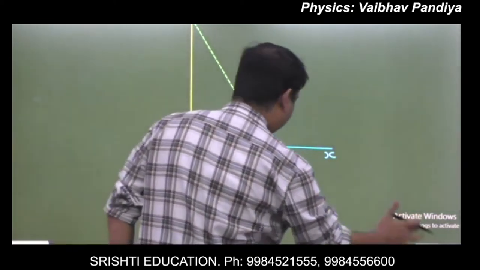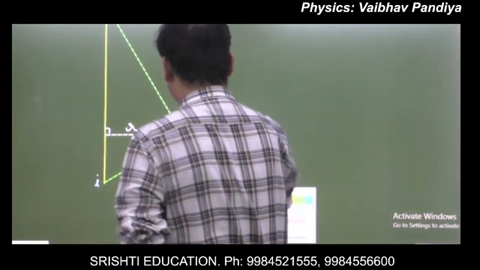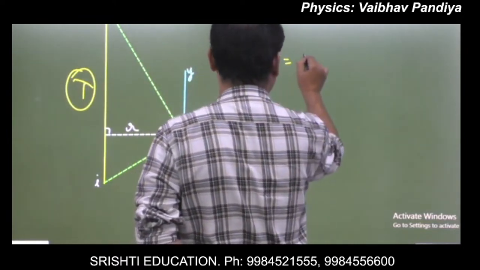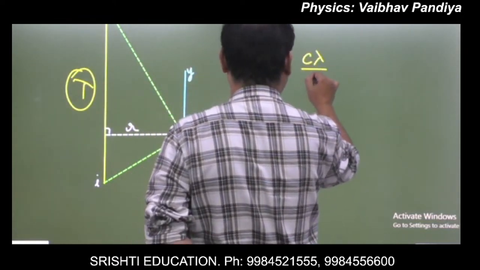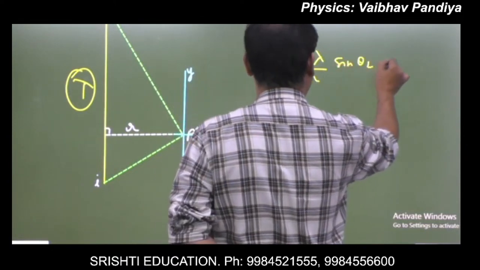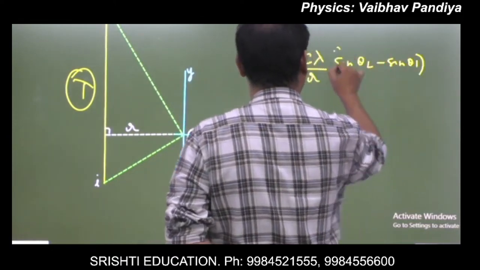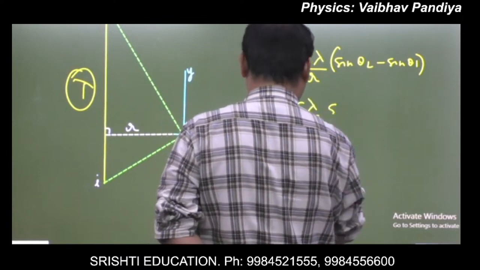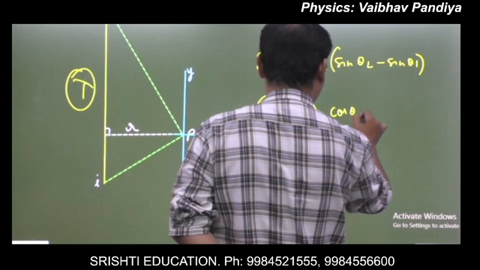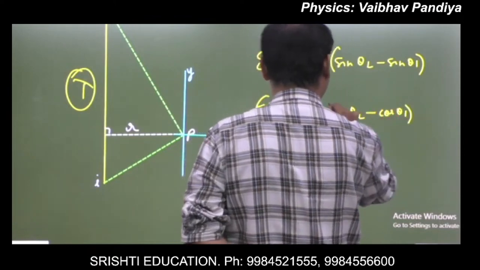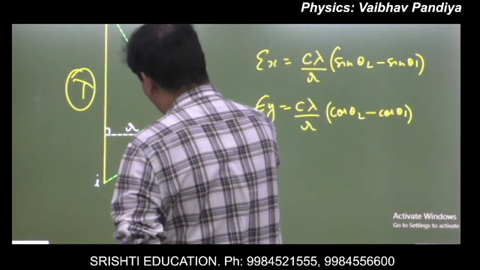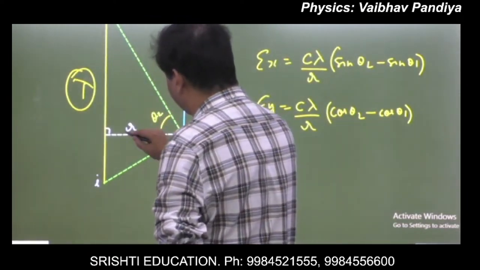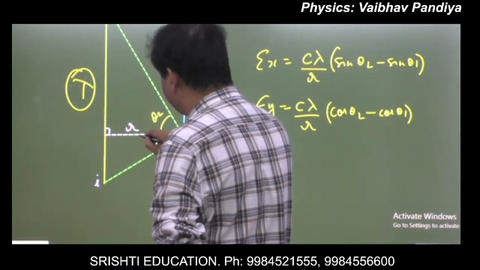And we have seen that if lambda is the linear charge density of the rod, Ex came to be C lambda by r, sine theta 2 minus sine theta 1, and Ey came to be C lambda by r, cos theta 2 minus cos theta 1, correct? Where theta 1 is the angular position of the initial point and theta 2 is the angular position of the final point. And this is taken as the reference line, as we have seen in lecture 1.